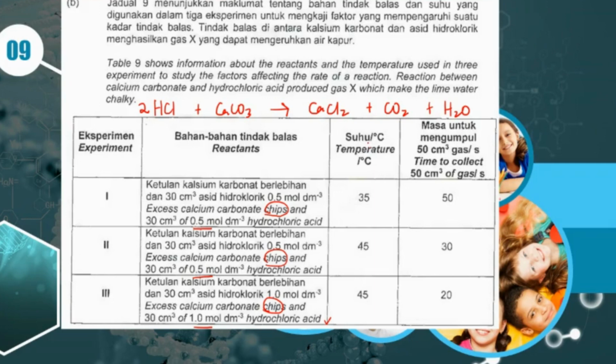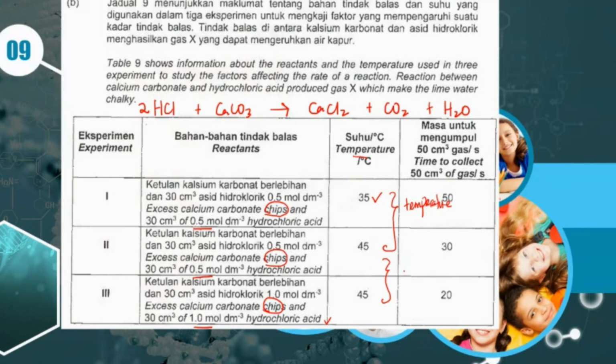Okay, but this one, temperature, we have to check also. 35, 45, 45. So this one is the faster reaction, higher rate of reaction. And 2 and 3 is the factor of concentration, right? So the question will definitely ask you to compare 1 and 2. That one is 2 and 3. So this one, the factor is temperature.